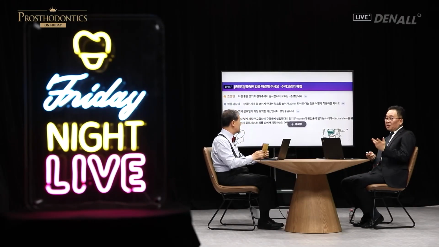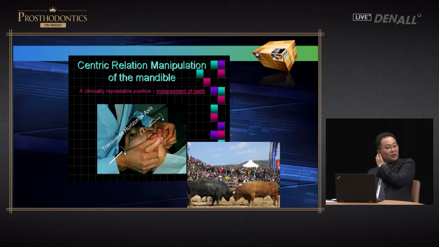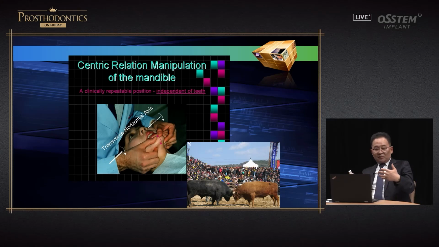CR guidance and record. I'm sure you're aware of this. I want to talk about CR guidance and about bite registration. I think this is like a bullfight. Bilateral balanced bimanual. What I want to accentuate here is that this needs to be done under the lead of the dentist. As we move backwards, the patient comes forward almost like a bullfight.